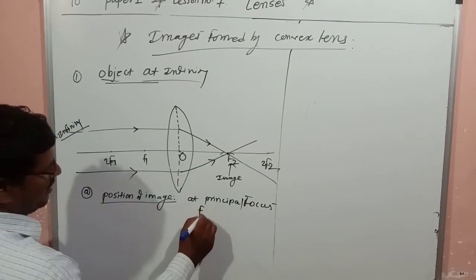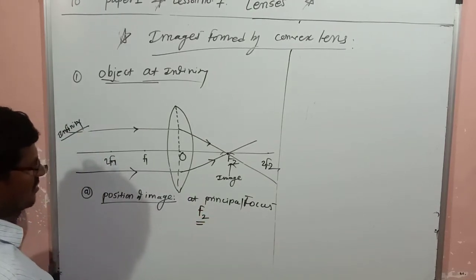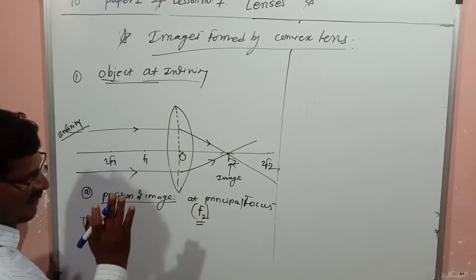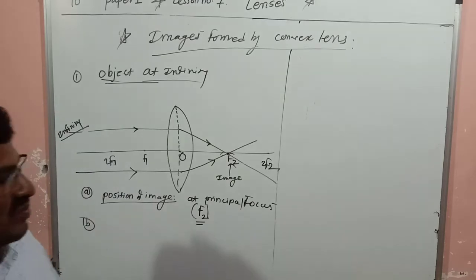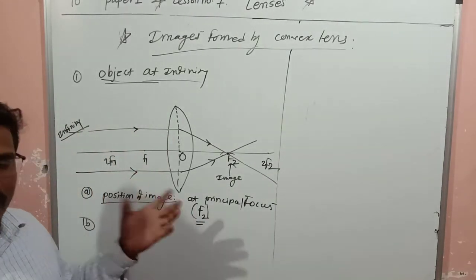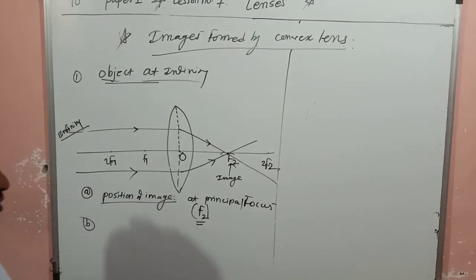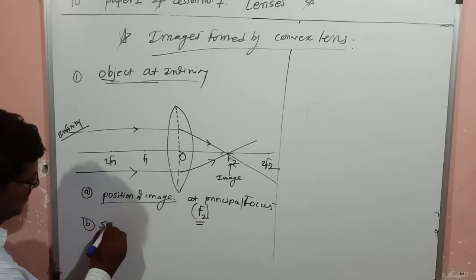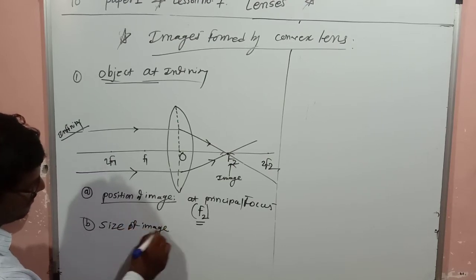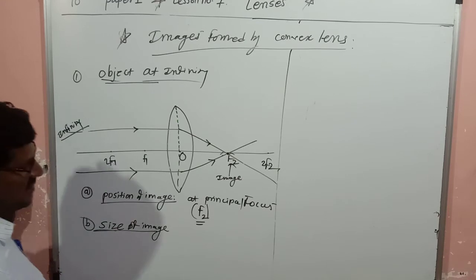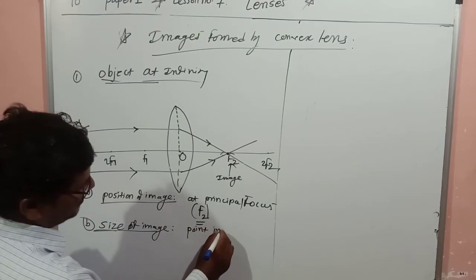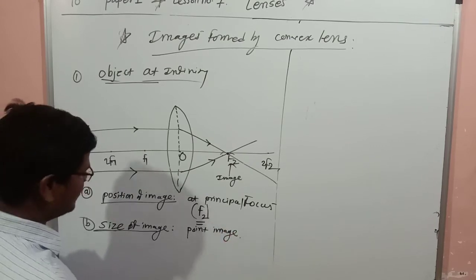Suppose the image will be at f2, the principal focus f2. The second point: size and nature we are going to study. The size of the image. What will be the size? The image will be a point, very very small.